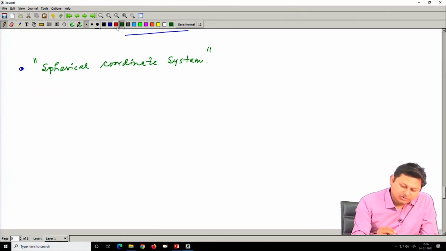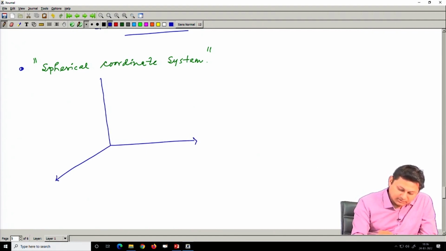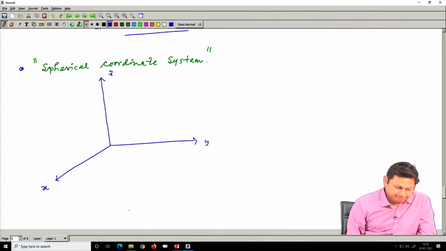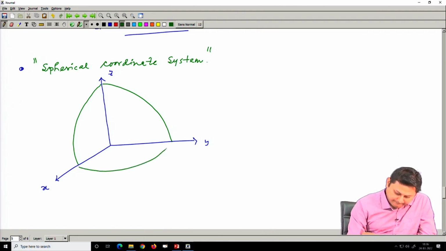Again the drawing is important. Once you draw properly, then you can. So, let us try to draw this here, how one can find the volume element in the spherical system. Suppose this is x, y and z. Okay, for the spherical system, these are the spherical surfaces. I am cutting that.